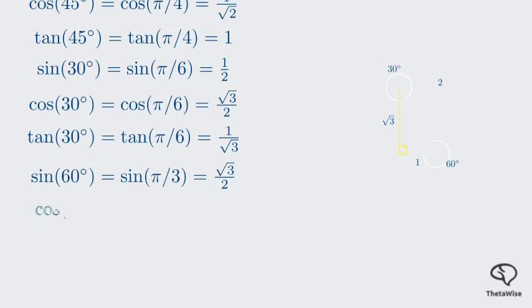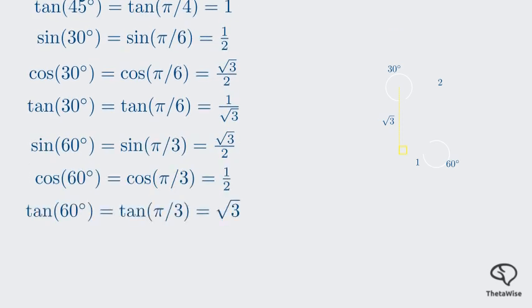And for 60 degrees, sine of 60 degrees, or sine of π over 3, is opposite over hypotenuse, root 3 over 2. Cosine is adjacent over hypotenuse, 1 over 2. Tangent is opposite over adjacent, root 3 over 1, or just root 3.